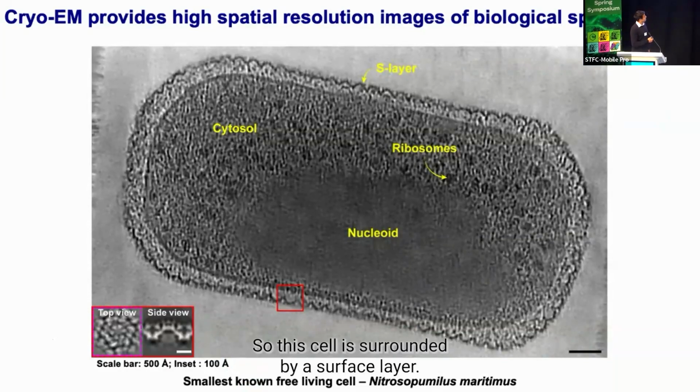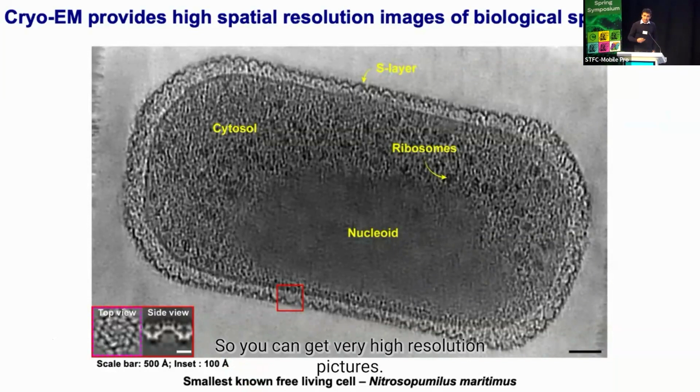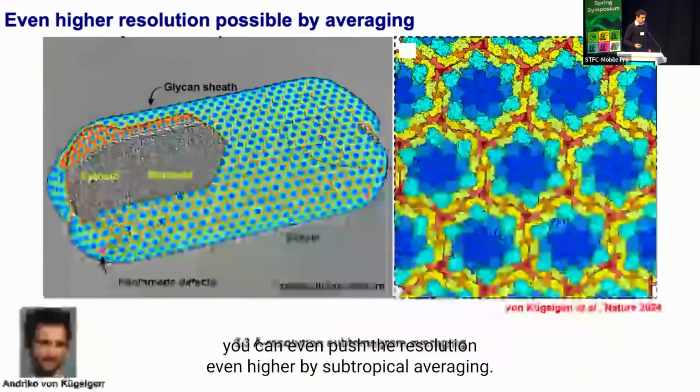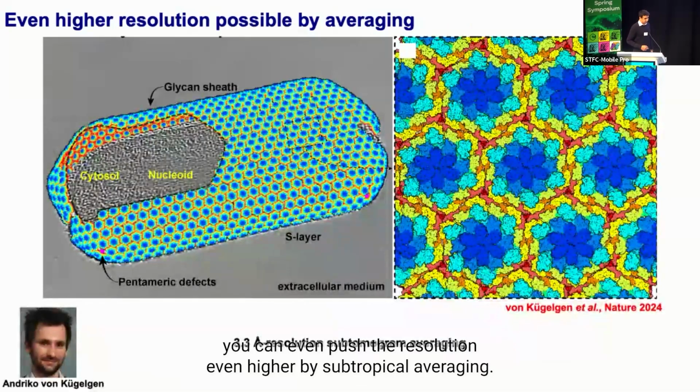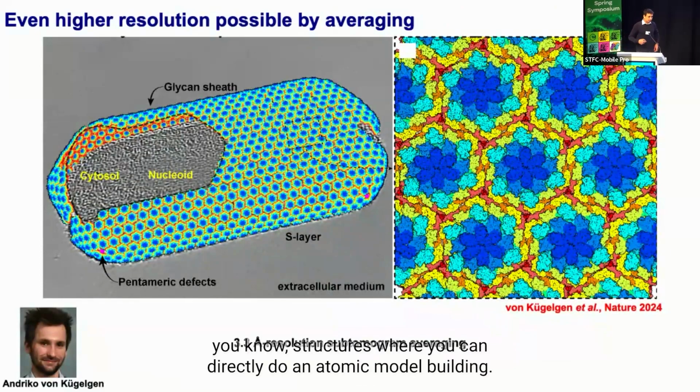This cell is surrounded by a surface layer. Just to give you an idea, there are these hairs on the S layer, which are individual glycans. So you can get very high resolution pictures with electron tomography. You can even push the resolution higher by subtomogram averaging, and we've solved the structure of the S layer, where you can directly do atomic model building.